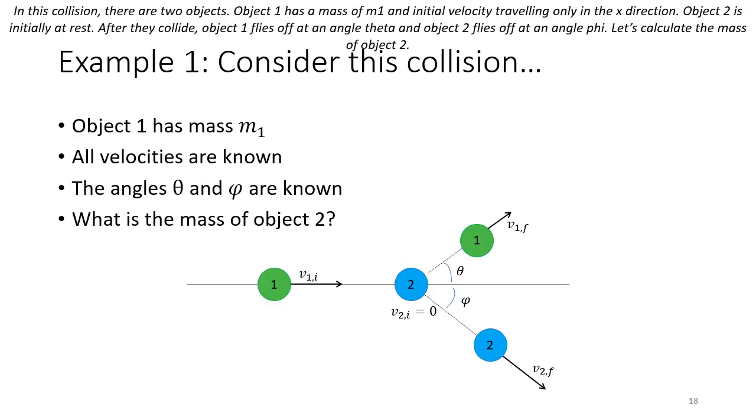In this collision, there are two objects. Object 1 has a mass of m1 and an initial velocity traveling only in the x direction. Object 2 is initially at rest. After they collide, Object 1 flies off at an angle theta and Object 2 flies off at an angle phi. Let's calculate the mass of Object 2.